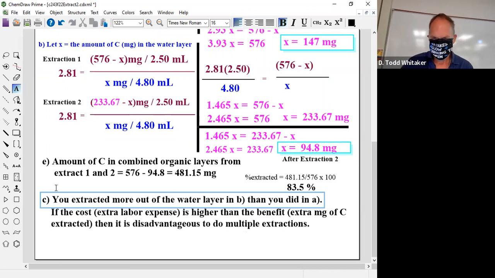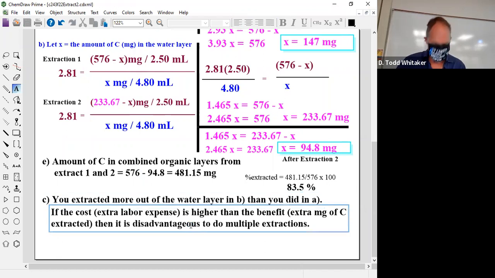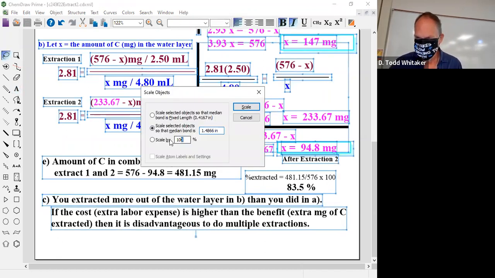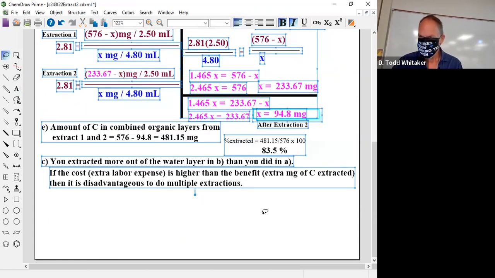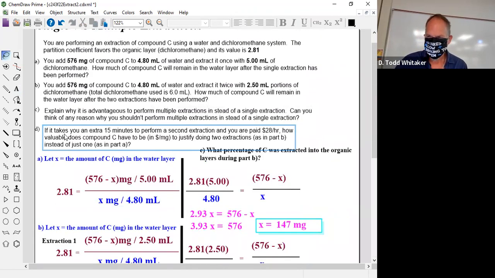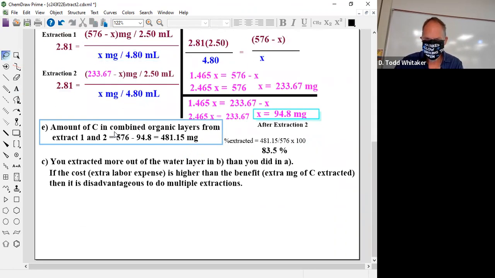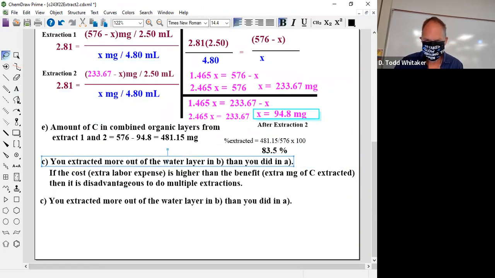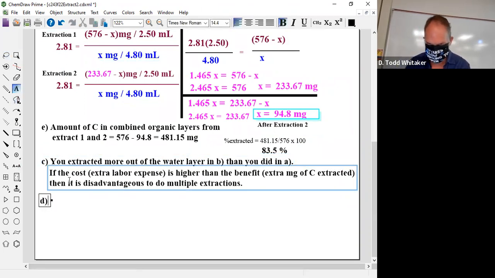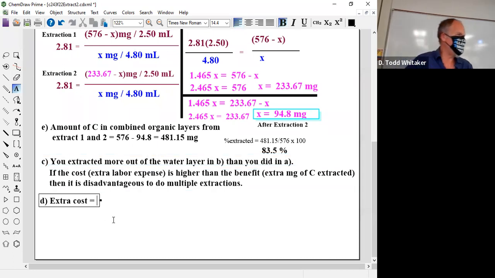All right. And then, of course, the shrinking I did earlier, I should have kept, because I need room. Room for what? To do D. So 28 bucks an hour is what you're spending. Keep that in mind. It's going to disappear. And it's going to cost you 15 minutes. So your extra cost for D, extra cost equals, how do you do that? 15 minutes and it's $28 an hour.